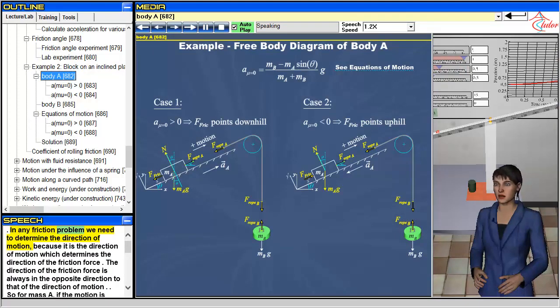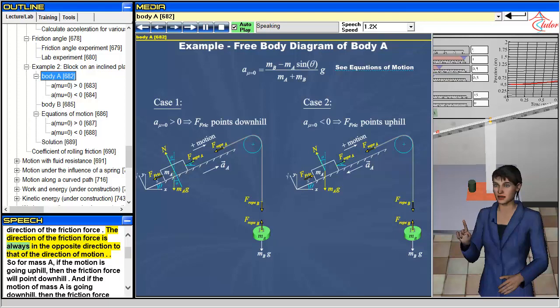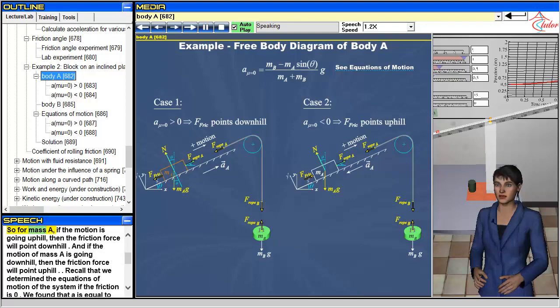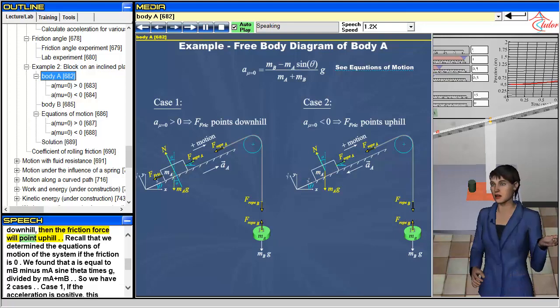In any friction problem we need to determine the direction of motion, because it is the direction of motion which determines the direction of the friction force. The direction of the friction force is always in the opposite direction to that of the direction of motion. So for mass A, if the motion is going uphill, then the friction force will point downhill. And if the motion of mass A is going downhill, then the friction force will point uphill.